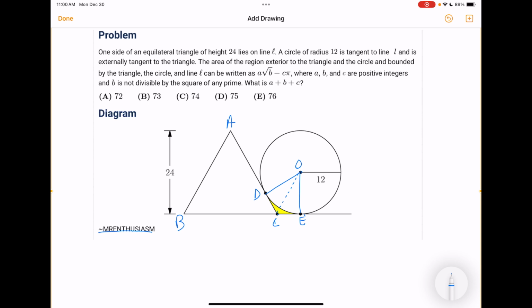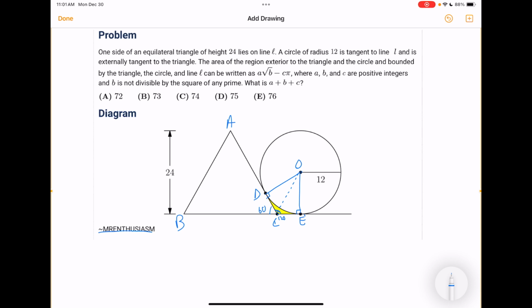So to do that, we need to find some angles. We know that these two are 90 degrees. Since this is an equilateral triangle, this angle is 60, and therefore this angle right here is 120. Knowing that that is 120, and these two angles, ODC and OEC, are 90 degrees, the sum of the angles in a quadrilateral is 360.